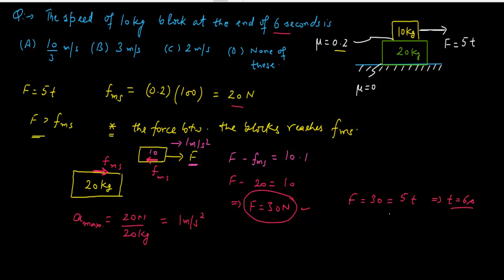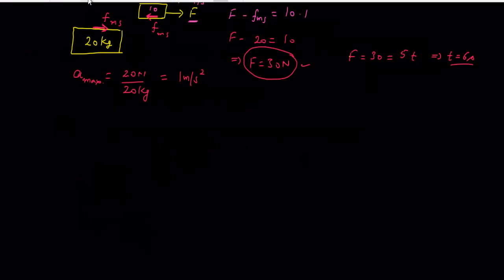This means the blocks are moving together with common acceleration up to 6 seconds. Clear? It means up to 6 seconds both the blocks have no relative acceleration with respect to each other. This is the most important point we have to look after in this problem. Clear? Or you can understand this problem in another way also.